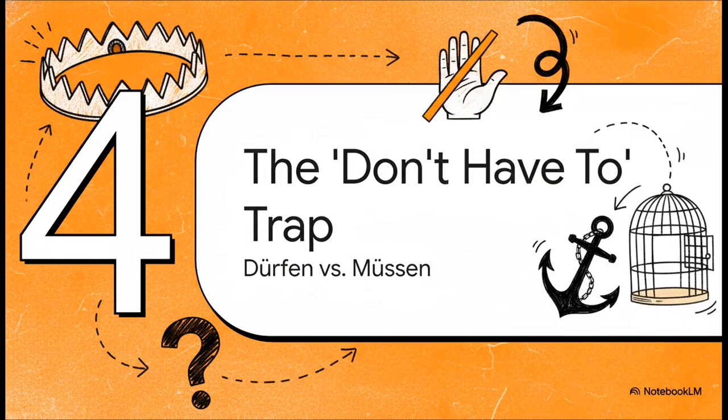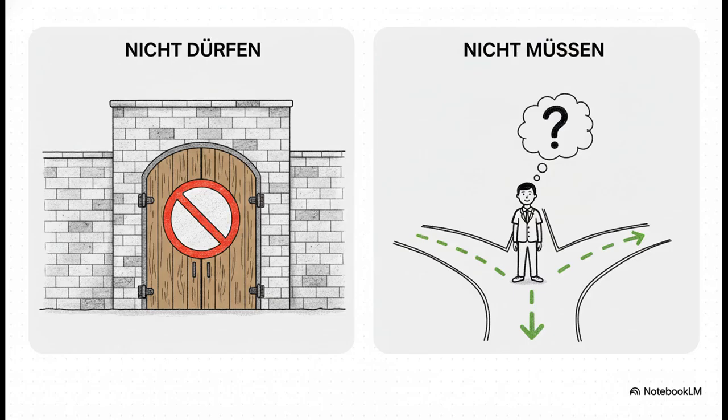Okay, you're really getting the hang of this, but I have to warn you, there is one major trap that almost every single learner falls into. It's the difference between saying someone may not do something and saying they don't have to. Let's clear this up once and for all. All right, pay close attention, because this one is a game changer. Nicht dürfen, the one we've been practicing, means something is absolutely forbidden. It's a hard no. Du darfst nicht gehen means you are not allowed to go.